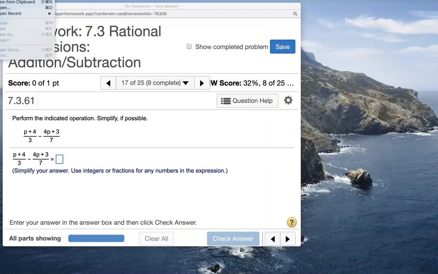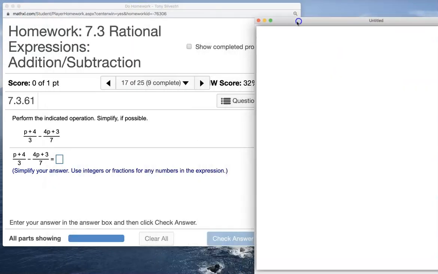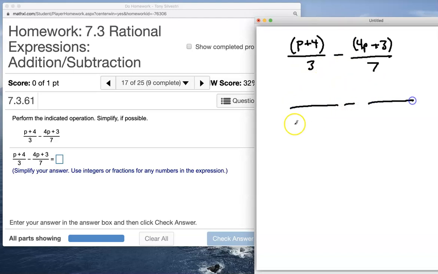That's it. File, new. And I'm going to stay over here. Put this over there and say P plus 4. And that's a bundle. Divided by 3 minus 4p plus 3 bundle, divided by 7. Well, this is not too bad. 3 and 7. There's no variables, 3 and 7. So what's the common denominator of 3 and 7? 21.